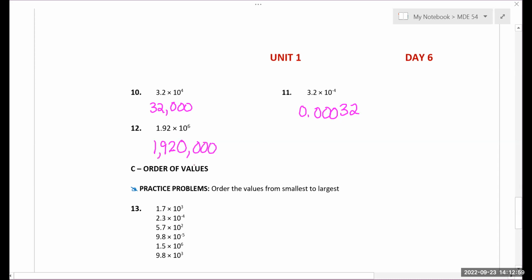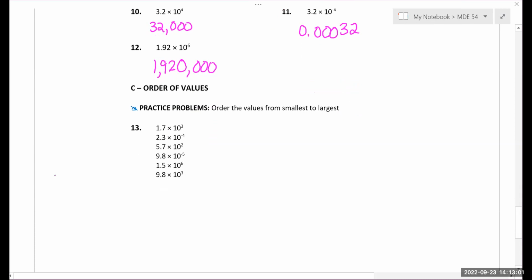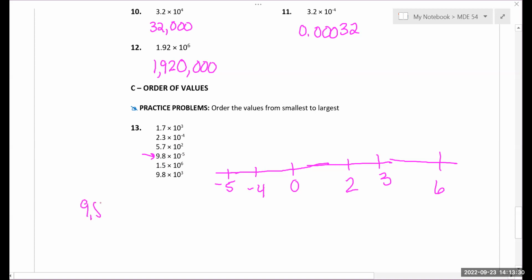Okay. And then our last little bit is ordering from smallest to largest. So when you're going smallest to largest, it's a standard number line. -5, -4, 3, 2, 3, 6. It's just a regular number line. If you're -5, you're automatically smaller than anything else. So this -5 is already the smallest one because that power is what you look at first.